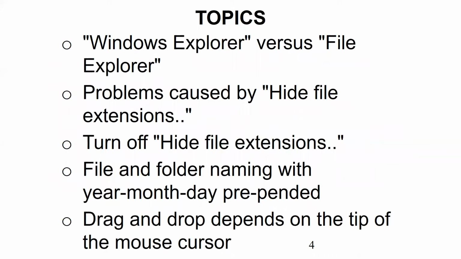Topics. Let's start off by talking about Windows Explorer and File Explorer. Then let's move on to problems caused by hiding file extensions. Windows is the only operating system that does that. Linux and Mac do not hide file extensions. Mac sometimes does, depending on how you have yours set up. Turn off hiding file extensions in Windows. File and folder naming with year, month, day prepended. That makes things sort better. Drag and drop depends on the tip of the mouse cursor. That confuses people. I'll show you that in a minute.